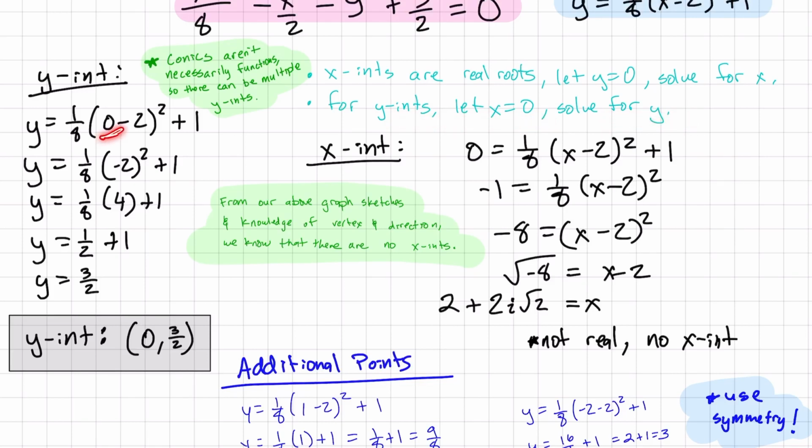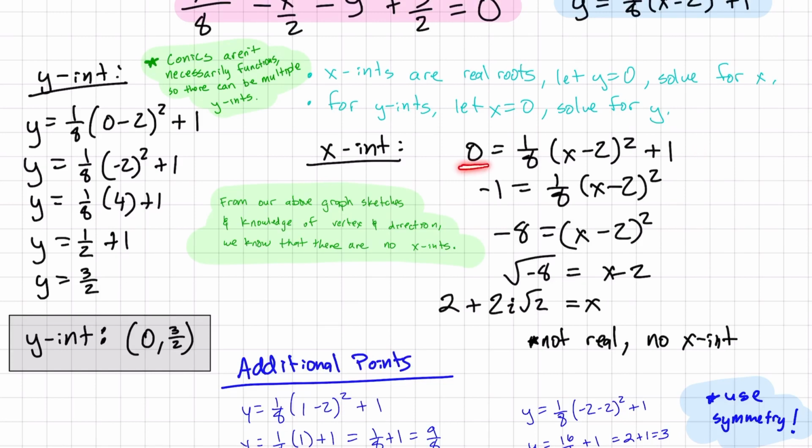So x is 0, solve for y, and we end up with 0, 3 halves for our y-intercept. For our x-intercepts, they are our real roots, so we're going to let y equal 0 and then solve for x. Now, we already know from our graph above, or also just from our knowledge about the vertex and the direction of opening, that there are no x-intercepts.